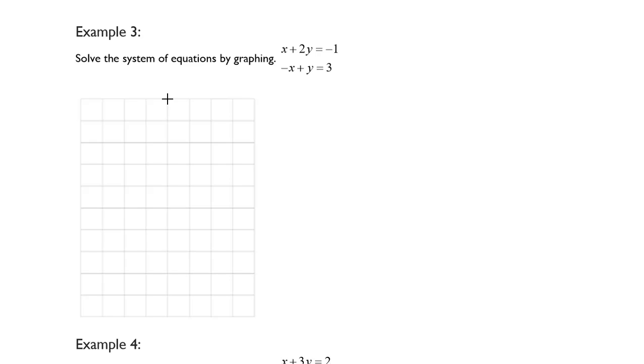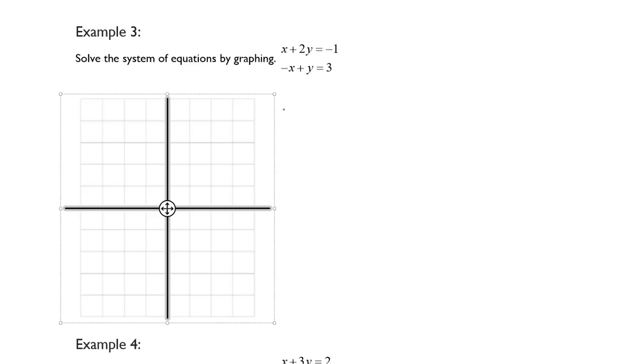So first of all, let's just go ahead and put a standard old XY axis on your graph paper. Y is your vertical axis, X is your horizontal axis, and we have two equations here. We need to find the solution to the system x plus 2y equals -1 and negative x plus y equals 3. I'm going to just try something here because it really doesn't matter what we pick.